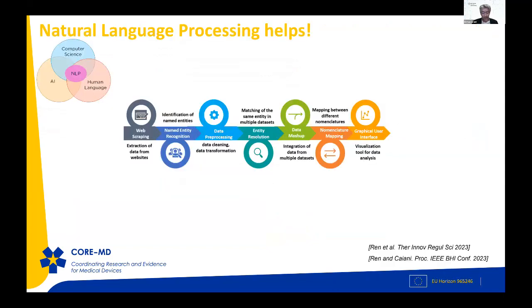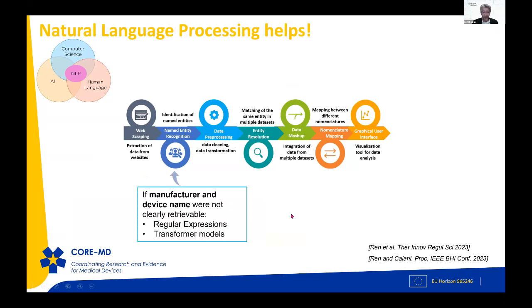And to overcome these problems, we defined a framework of operation applying some AI methods, in particular natural language processing. I put here 2 citations. If you are more interested in the technicalities, please refer to these papers in order to understand more in depth our strategies. In particular, after web scraping, named entity recognition, a subtask of information extraction that seeks to locate and classify named entities mentioned in unstructured text into predefined categories, was applied to identify manufacturer and device names.